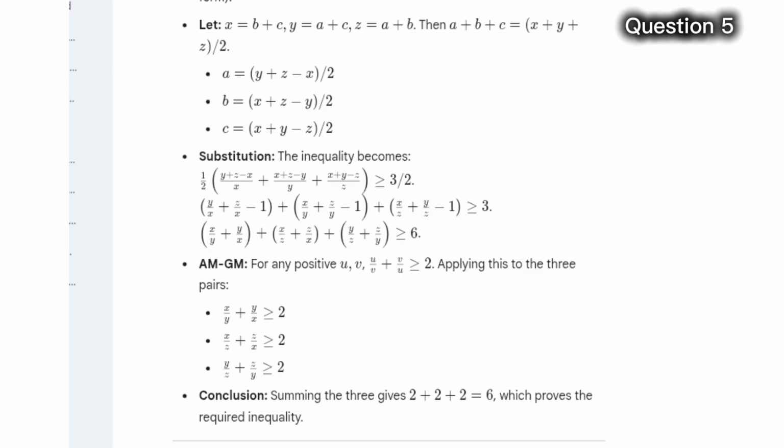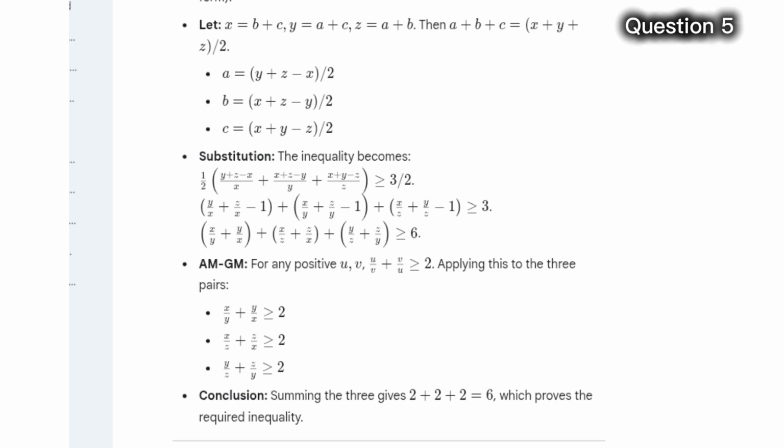Question 5. On inequality, we must prove that for all positive real numbers a, b, c, the sum of the fractions a over b plus c, b over a plus c, and c over a plus b is greater than or equal to 3 over 2. The identity: this is a famous result called Nesbitt's inequality.